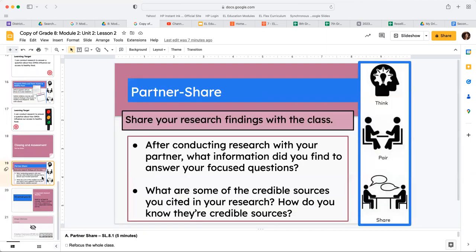All right, guys. So after conducting research with your partner, what information did you find to answer your focus questions? And what are some of the credible sources you cited in your research? How do you know they're credible sources? I want you to have this discussion as a whole group because I think everybody can benefit from hearing the answers to these questions, okay?